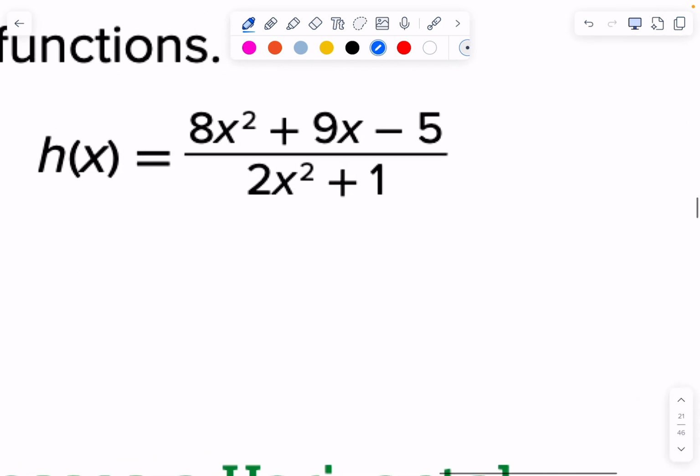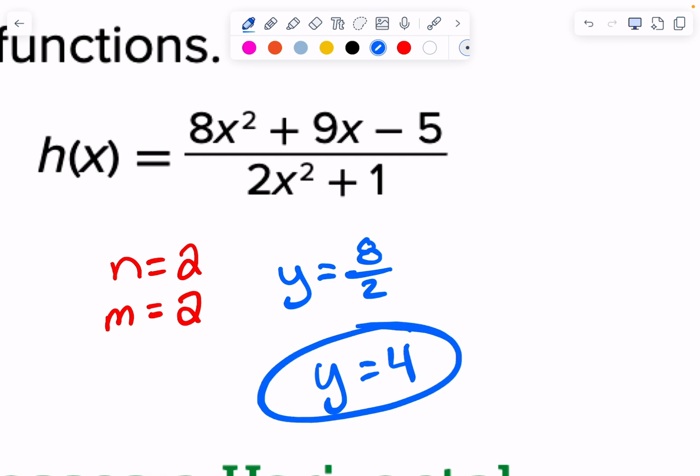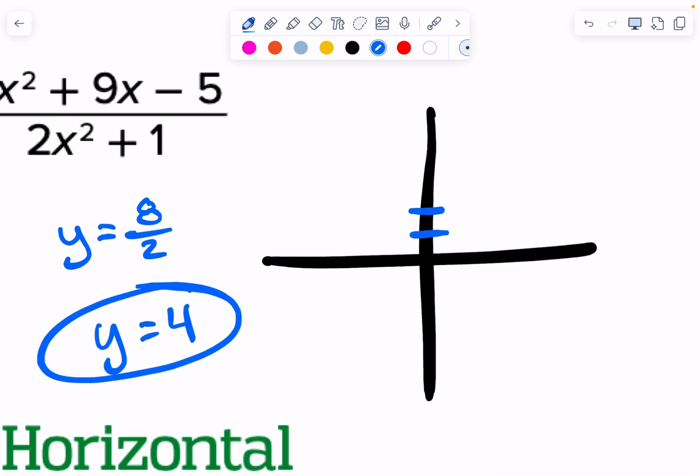Okay, C, n is how much? 2. Does it matter that there's an x here? No. He's just like the highest power, right? And the bottom, m is 2 also, so I look at the leading coefficients. What's the leading coefficient? 8 and 2. Which is 4. So y equals 4 is where his HA will be. And so just so you know, when we go to graph him, that means my horizontal line is at 4.